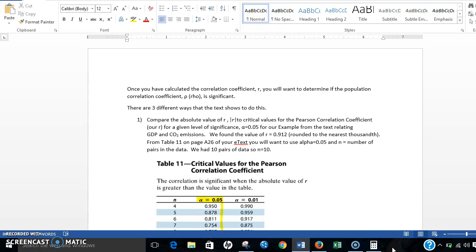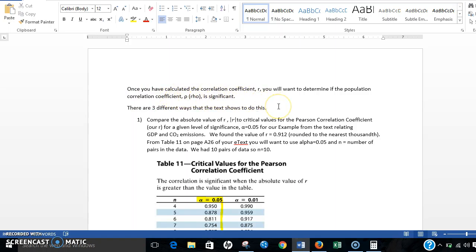I thought that it might be easier to type out some information once we found our correlation coefficient. So once you've calculated your value of R, which in this case was 0.912 to 3 decimal places, then we need to determine if the population correlation coefficient rho, looks like a little p, but that's a Greek letter rho, is significant.